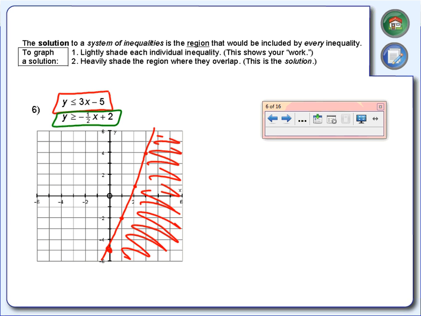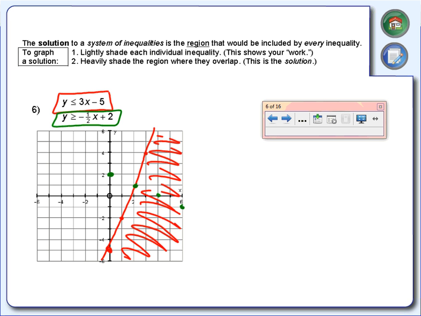Now we're going to graph y is greater than or equal to -1/2 x plus 2. So, +2. That's our y-intercept. There's your starter. -1/2. That's our slope. Meaning we're going to go down 1, 2 to the right. Down 1, 2 to the right.